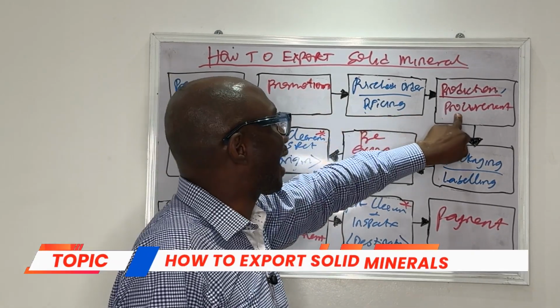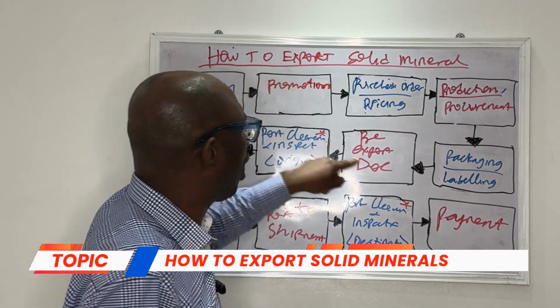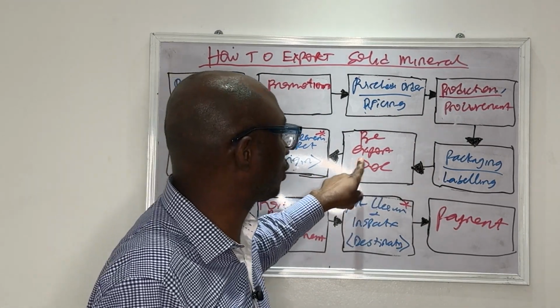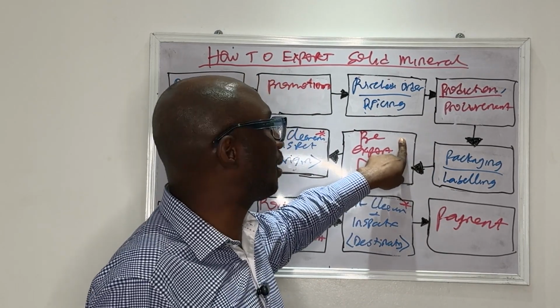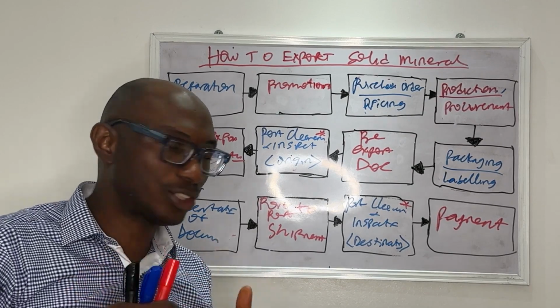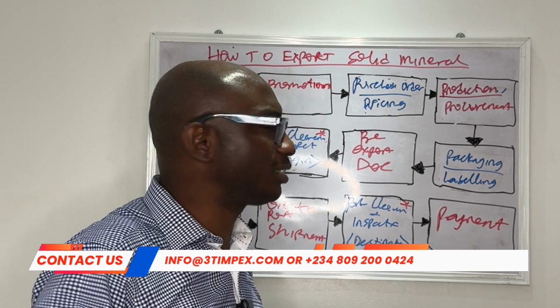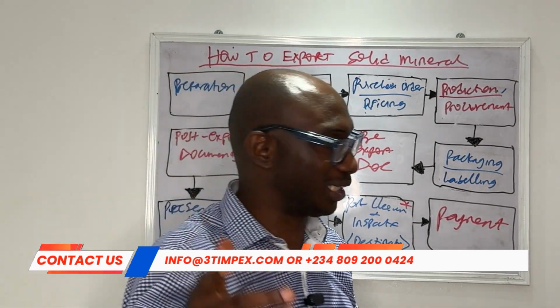When that is done, I can go and do my procurement or production. Remember, at the point of preparation, I also know the packaging required and the pre-export documentation. When the goods are ready, I do the packaging and labeling, and do my pre-export documentation based on regulatory requirements. Then port clearance and inspection is done at origin. Then I do my post-export documentation, which shall be the documents required by the buyer to clear the goods.